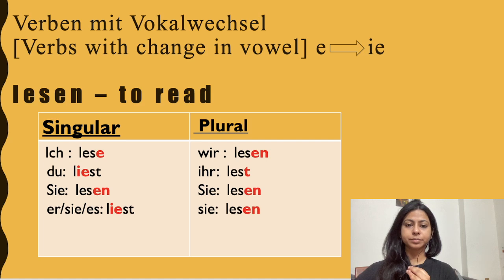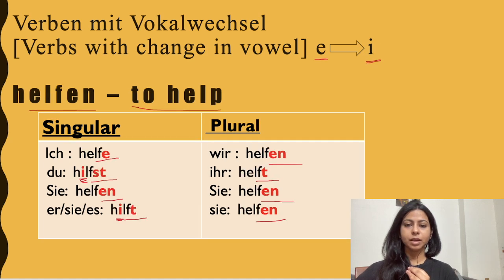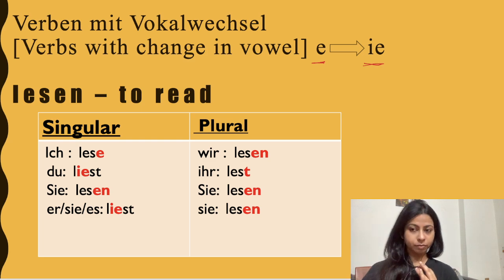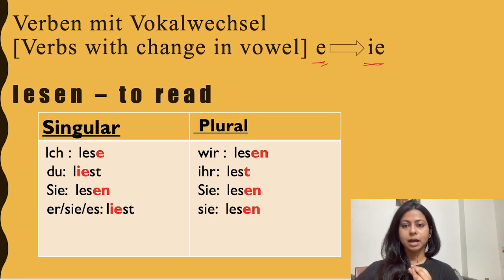Now here the category is where the vowel changes from E to IE. In the previous category we were discussing the vowel changes from E to I. Here it changes from E to IE.